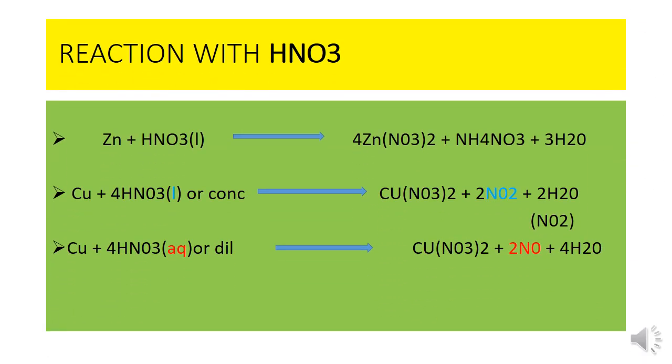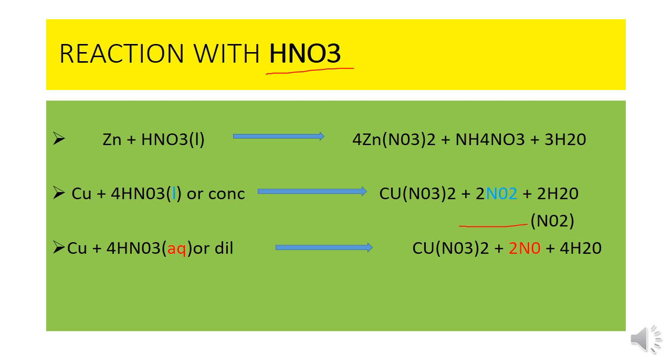So, reactions with nitric acid. Nitric acid reacts with zinc to produce zinc nitrate plus ammonium nitrate plus water. Pay attention, you have to memorize this. This is the concentrated acid. Then when nitric acid reacts with copper, it produces copper nitrate plus nitrogen dioxide, which is a brown gas, and water.